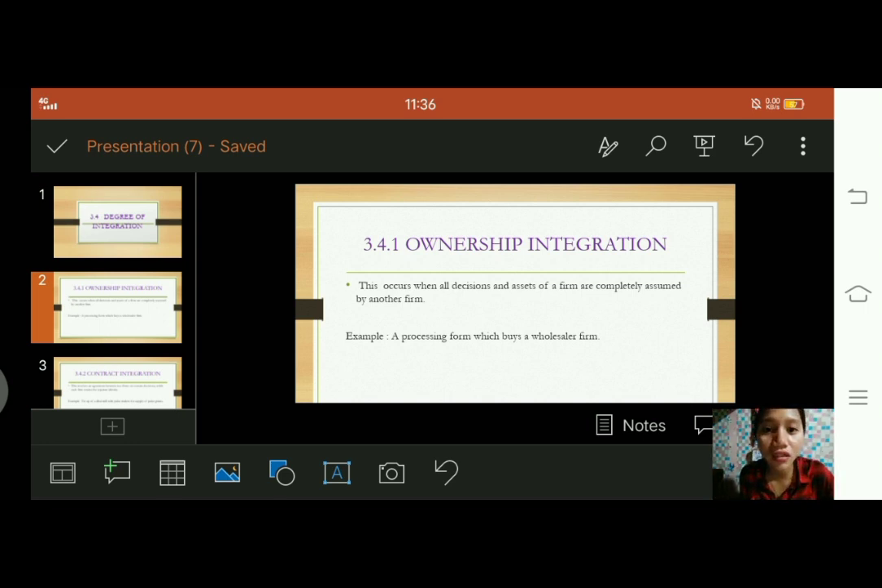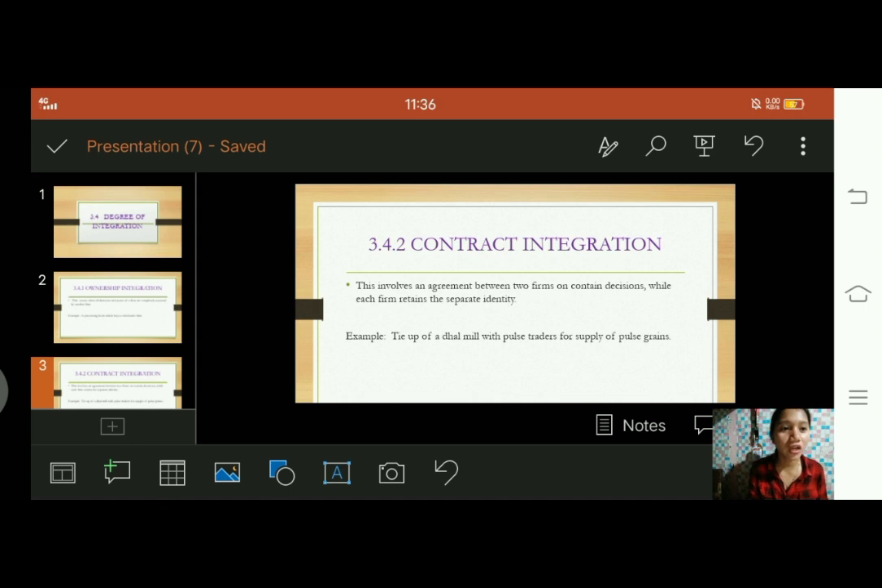Then the second is contract integration. This involves an agreement between two firms on certain decisions while each firm retains a separate identity. Example, tie-up of a dal mill with pulse traders for supply of pulse grains.